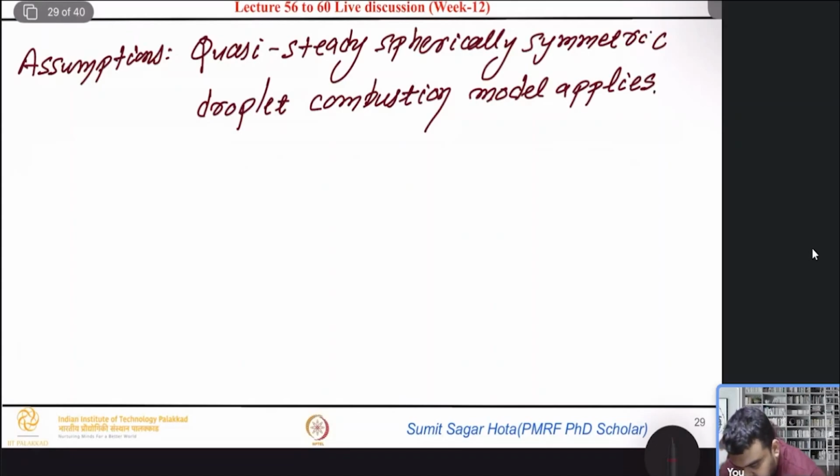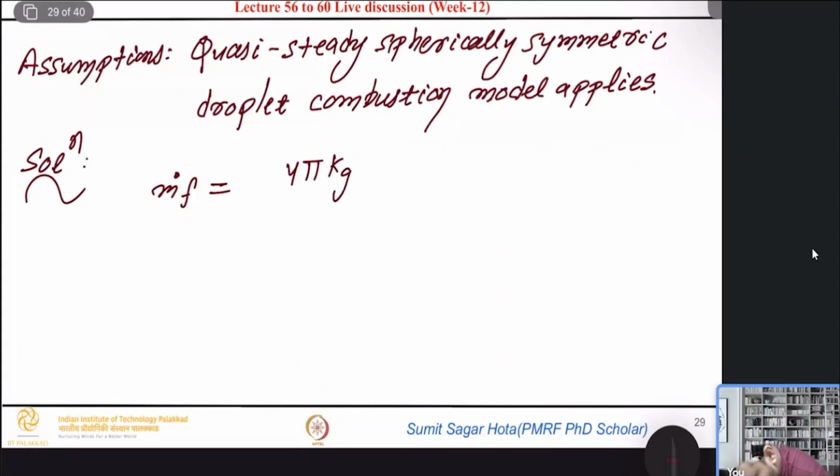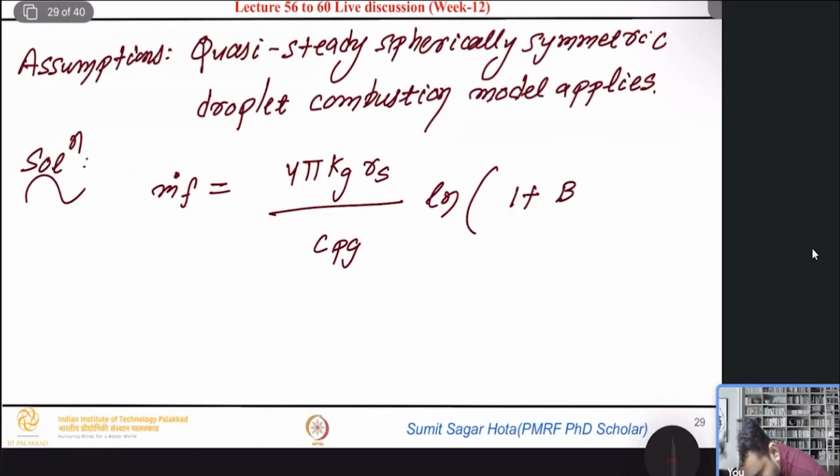Okay, what are the assumptions? Quasi-steady spherical symmetric droplet combustion model applies. Okay, let's go to the solution part. m dot F is equal to 4 pi kg times rS divided by cpg, times ln of 1 plus B_O,Q.